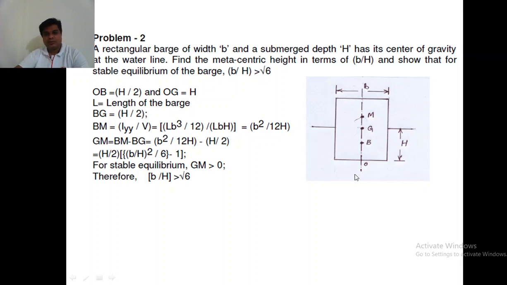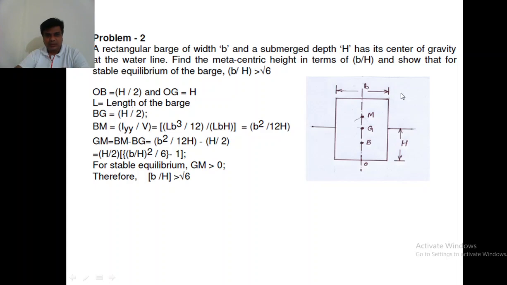So here we start with OB. B is nothing but the center of buoyancy. The center of buoyancy will be half of the height of the barge which is in the water, lying below the water surface. So obviously OB will be h by 2. And OG is already given, it is h.